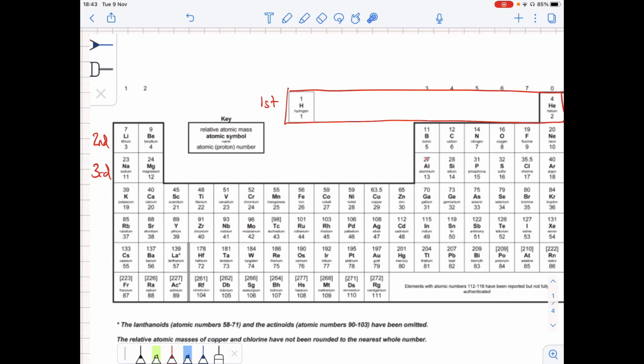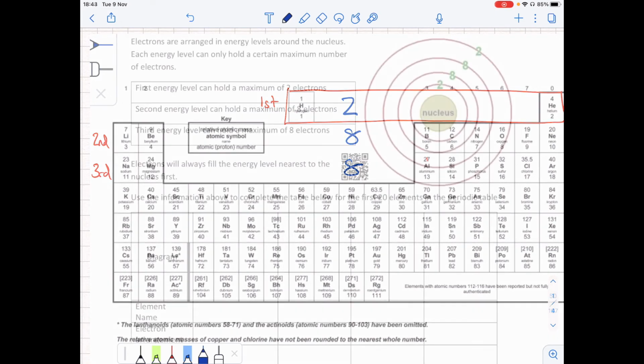So if we ever forget the rules, we can come back to our periodic table and we can see that the rules are going to show us that the first period, the first energy level has 2, the second one can have 8, and the third one can have 8, and there we have our rules for the number of electrons in each energy level.